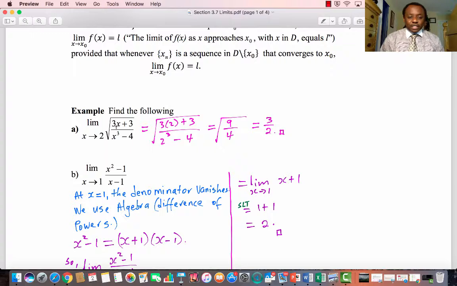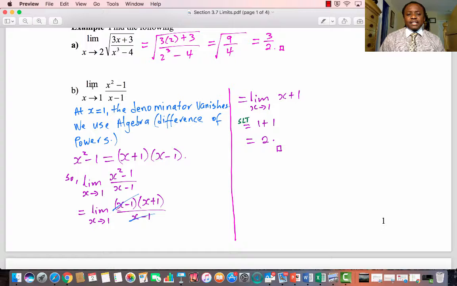So for this first example, as x approaches 2, we look for f of 2, and that gives us the square root of 9 over 4, which is 3 over 2, and that is a beautiful real number. So we stop right there. We can say that the limit as x approaches 2 of this function is 3 divided by 2. As easy as that. The next example, though, would require us to apply the power rule, or the difference of powers formula as we call it.